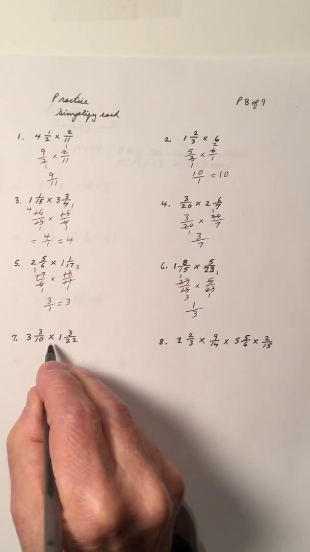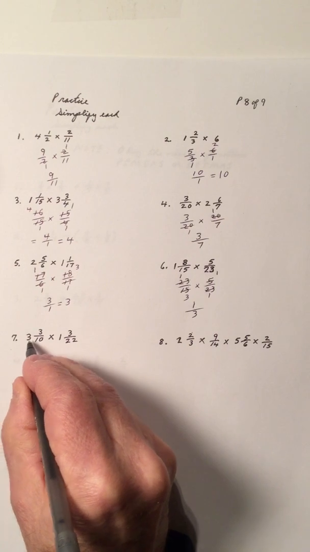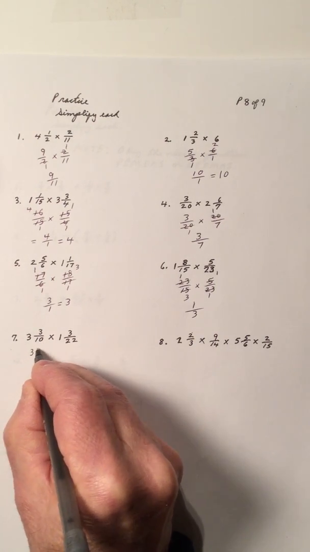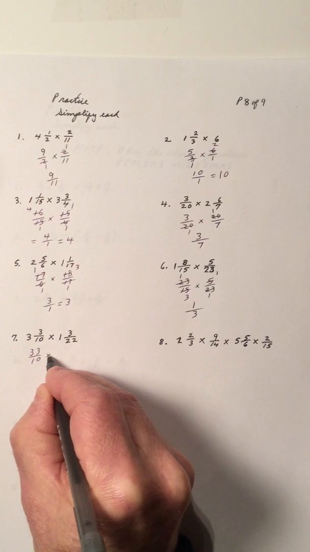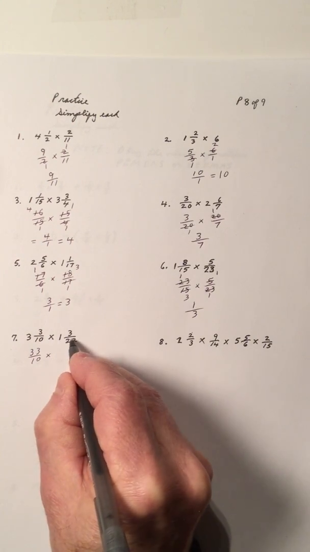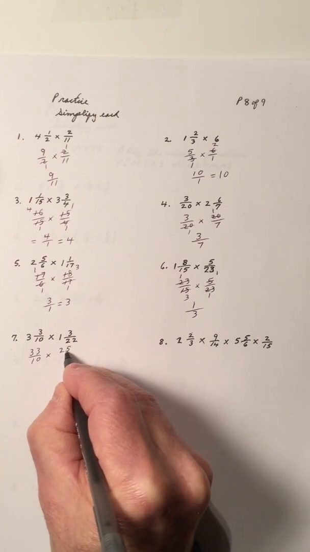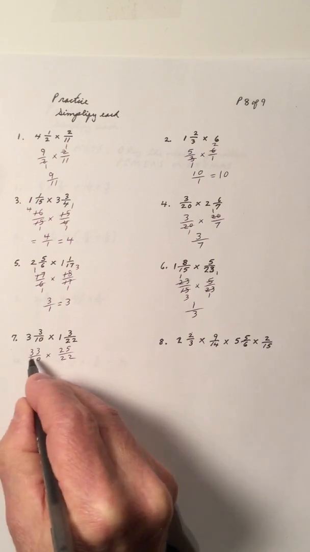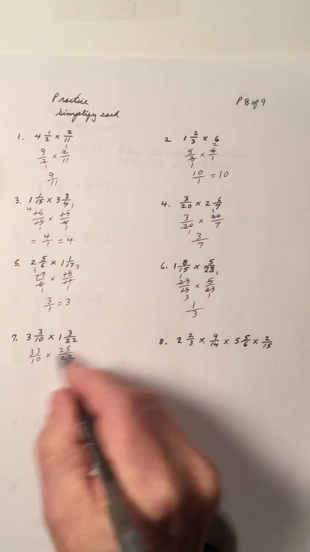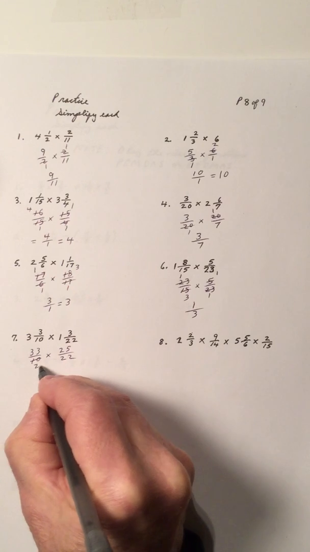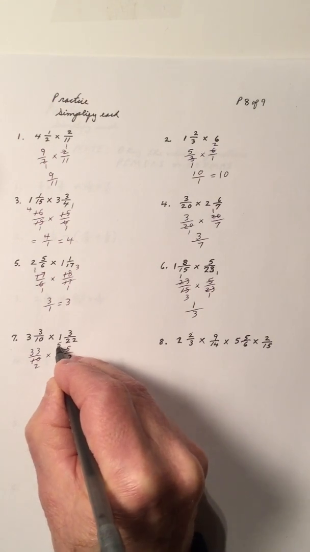And number 7, change. 3 times 10 is 30, 33 over 10. 1 times 22, 22 plus 3 is 25. Now I see a 5. First thing that pops out: 5 into 10 goes 2. 5 into 25 goes 5.